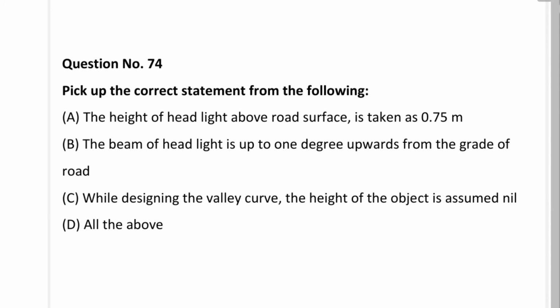So next question: pick up the correct statement from the following. Option A, the height of the headlight above the road surface is taken as 0.75 meter. Option B, the beam of the headlight is up to 1 degree upward from the grade of the road. Option C, while designing the valley curve, the height of the object is assumed nil. D, all the above. So the correct answer is D, all the above.